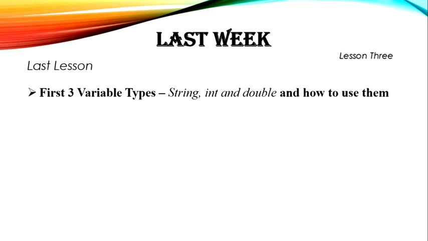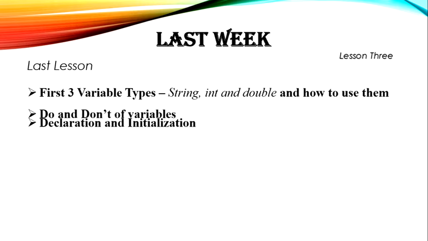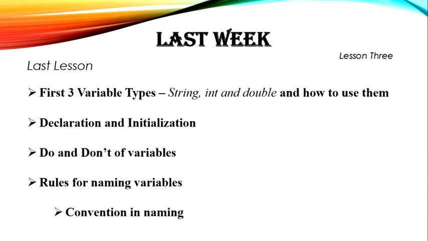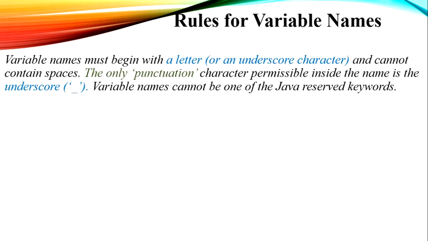Last week I talked about variable types in Java: string, integer and double variables, and how to use them. I showed you how to declare and initialize variables, and what you can do with different types of variable and what you cannot do. For example, you can store integer data in a double variable, but you cannot store double data in an integer variable. Then I showed you the rules for naming variables and the convention in naming a variable.